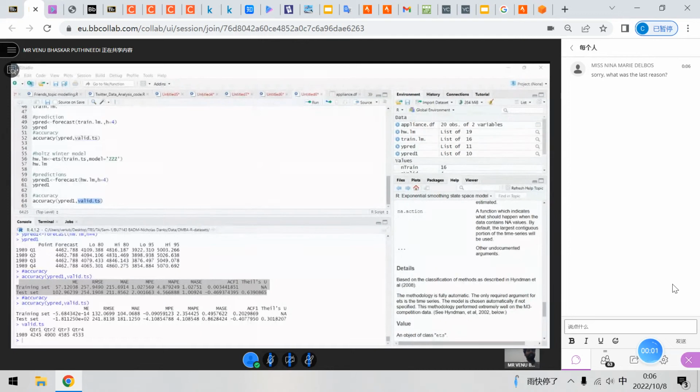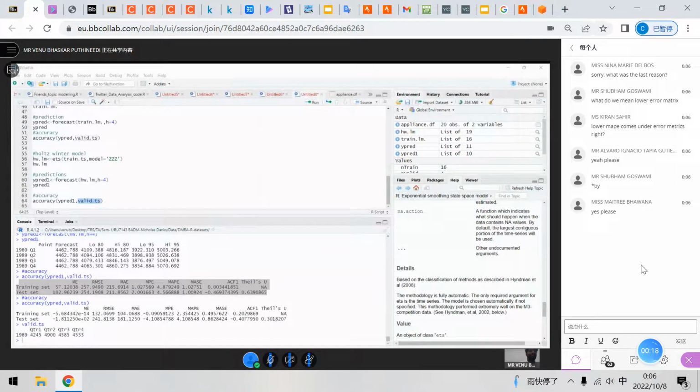The reason is lower error metrics, or you could say lower residuals. Okay. Or do you want me to type them down? They come under error. MAPE comes under error metrics, but there are other ones also that you have to consider.